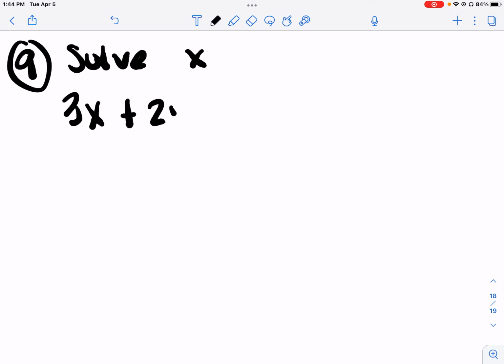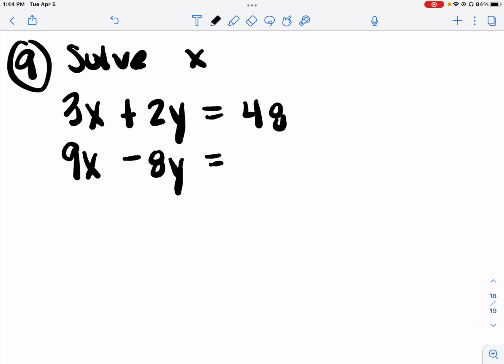Number 9, solve for x in a system of equations. Okay. Now, you can get rid of either x or y. Let's get rid of y because it said solve for x. Okay, so here's what we do. Look at the second equation. I have -8y. What cancels with -8y would be +8y.